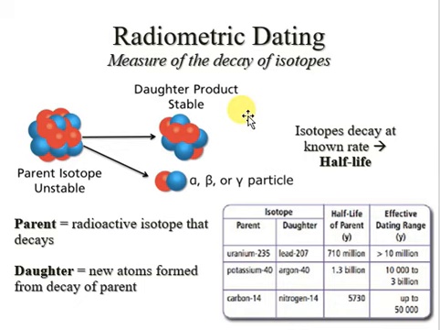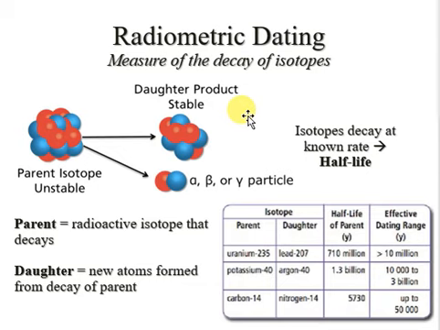Another method for dating fossils is radiometric dating. That process measures the radioactive decay of certain elements. In other words, it's measuring the decay of isotopes.